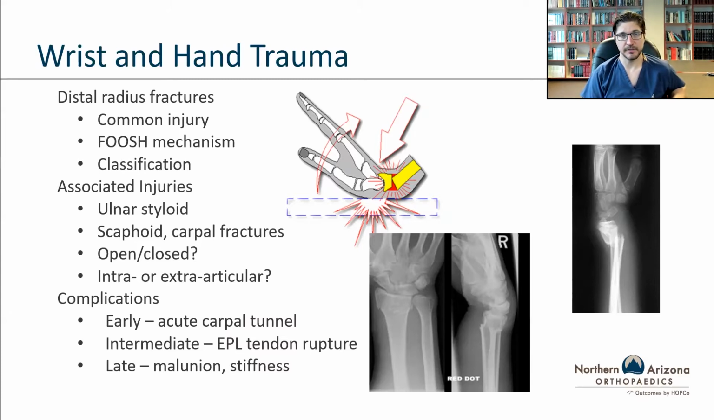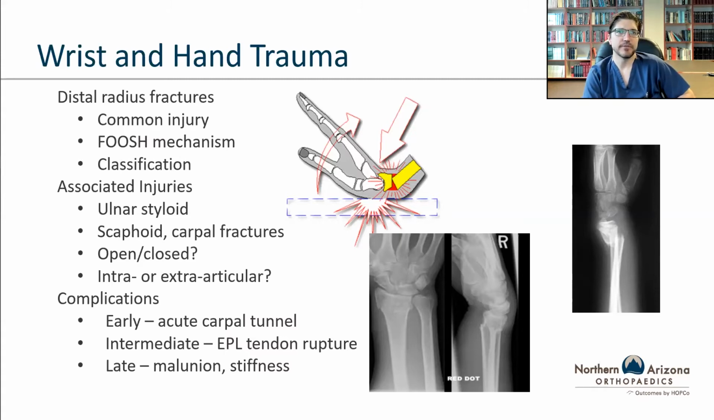There's a classification system of these types of injuries, which we won't cover, but there's a slew of them that provide us some guidance as to whether or not we need to do surgery. At the time of injury, with careful examination, inspection, and radiographs, we look at other injuries that are commonly associated with these types of fractures. Those include the ulnar styloid, different bones in the wrist called the scaphoid or carpal bones. And we also look at whether or not these are due to an open injury where there's bleeding or exposed bone, or whether or not they're closed without laceration.